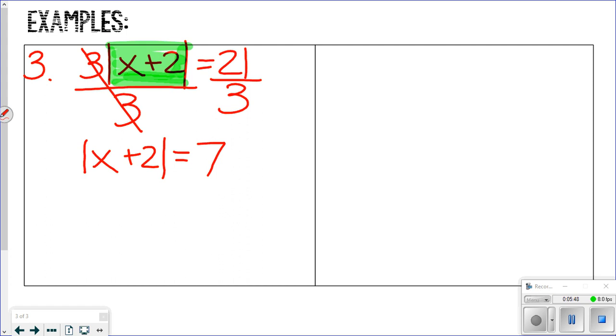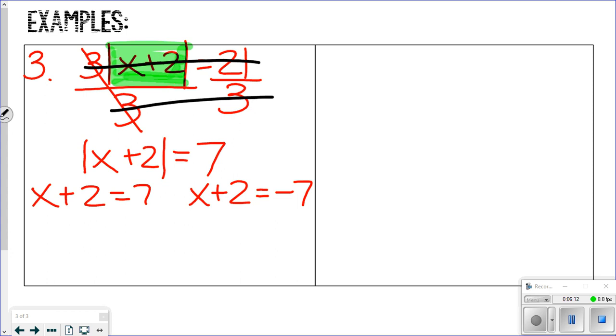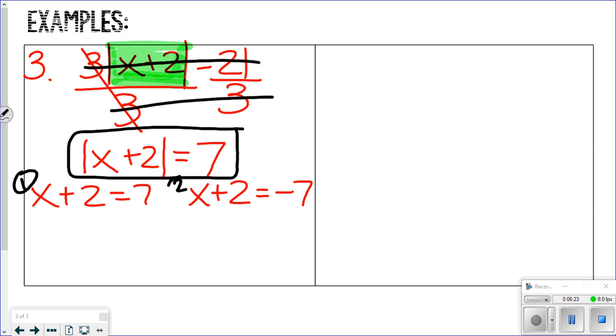So now I need to do step 2, where we drop the bars, and then we drop the bars and set it equal to a -7. So notice I didn't go back up to the beginning and make this a 21 and a -21. So this equation is basically gone after I isolate, and this is my new absolute value expression, and this is what I use to make my two different equations. So don't go back up to the beginning part.